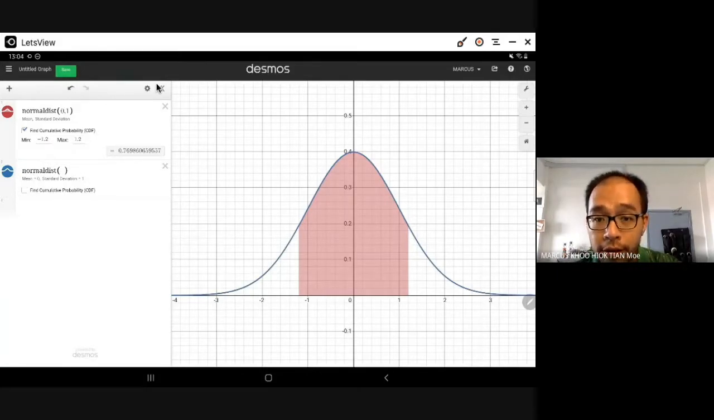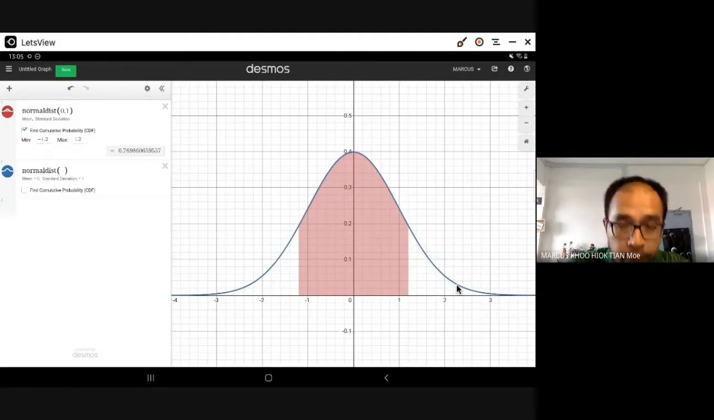Look at how they draw the graph. This side over here is between negative 1.2 and 1.2. This is the area, and the area is 0.7698. So how much is this area and how much is this area? You can just do 1 minus that, divided by 2.